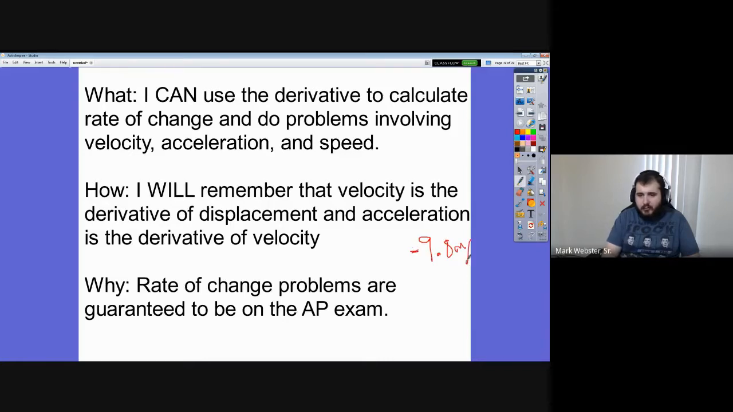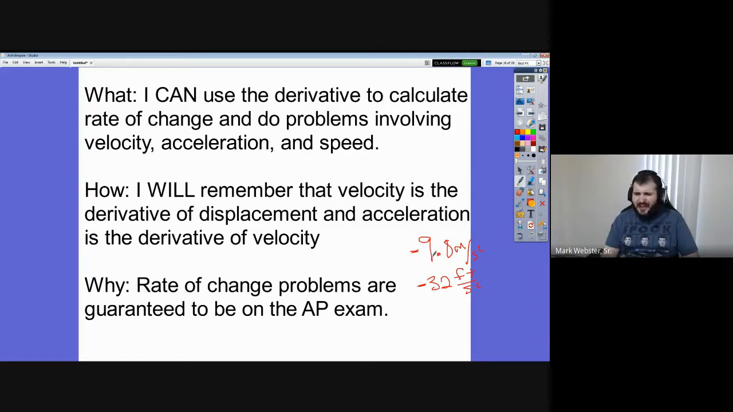negative 9.8 meters per second squared, or if you're in feet per second, negative 32 feet per second squared. These are the most common, negative 9.8 meters per second squared and negative 32 feet per second squared. So if you're working in feet and seconds, you'll use negative 32. If you're working in meters and seconds, then you're looking at negative 9.8.